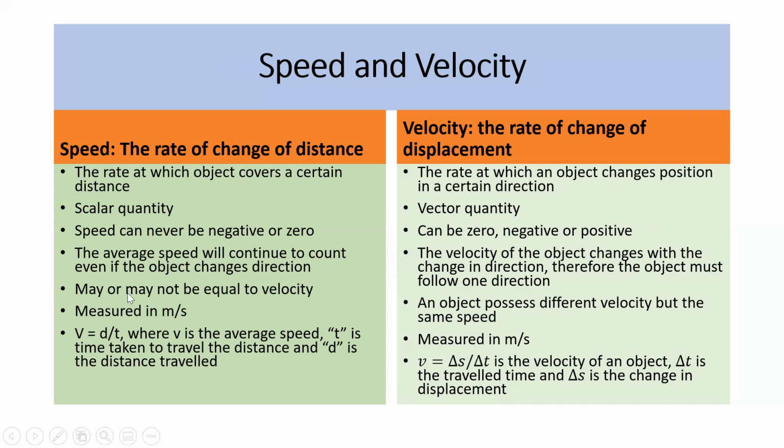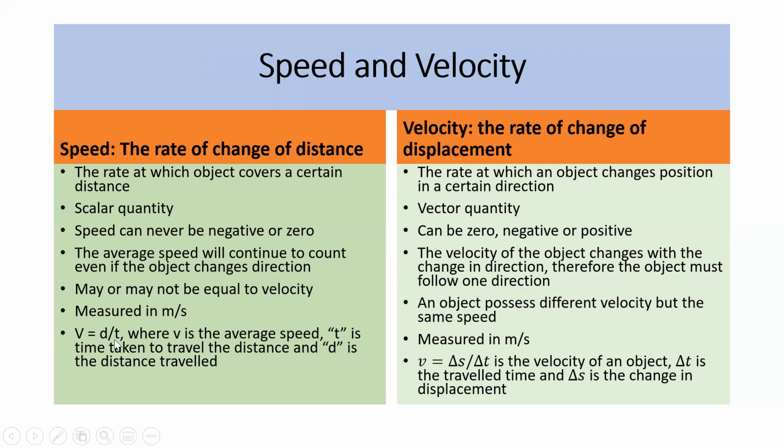Speed may or may not be equal to the velocity. An object possesses different velocity but the same speed. The unit of speed is meter per second. The unit of velocity also is meter per second.